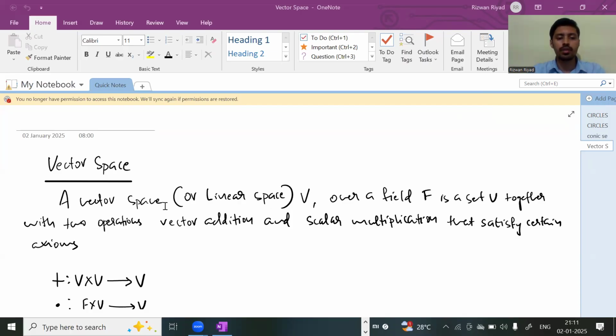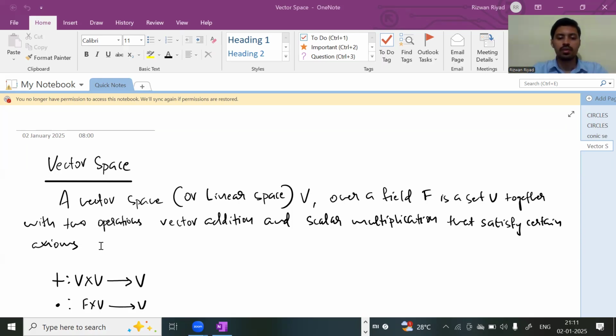A vector space or linear space V, another name being linear space, is denoted as V over a field F. A field is also required for that. It is a set V together with two operations, vector addition and scalar multiplication, that satisfy certain axioms.